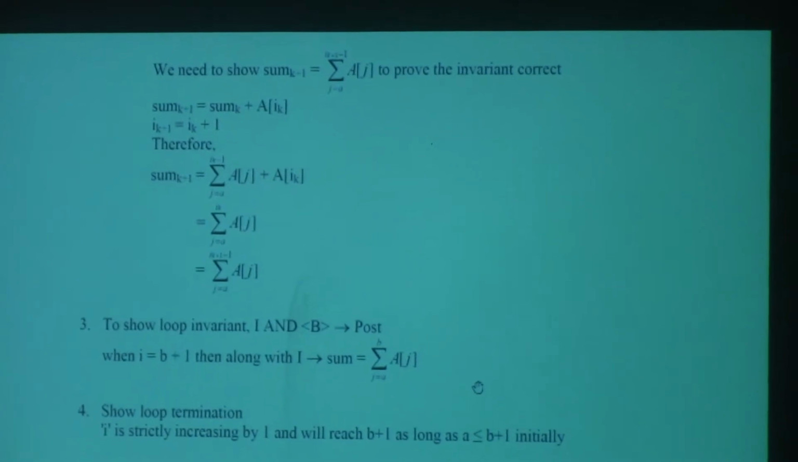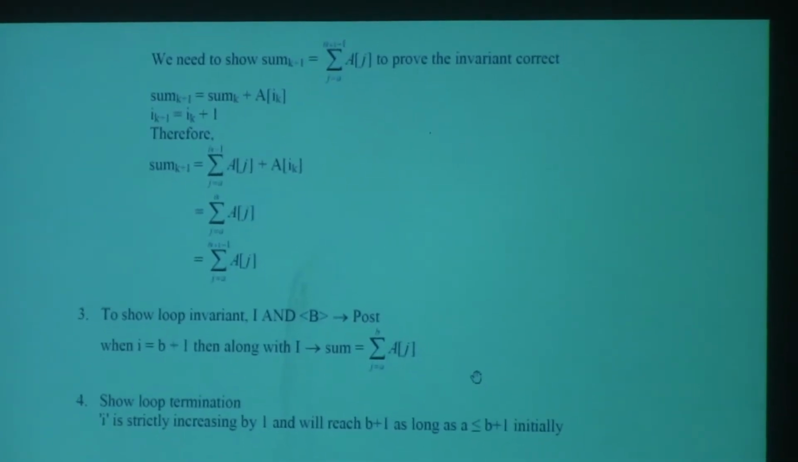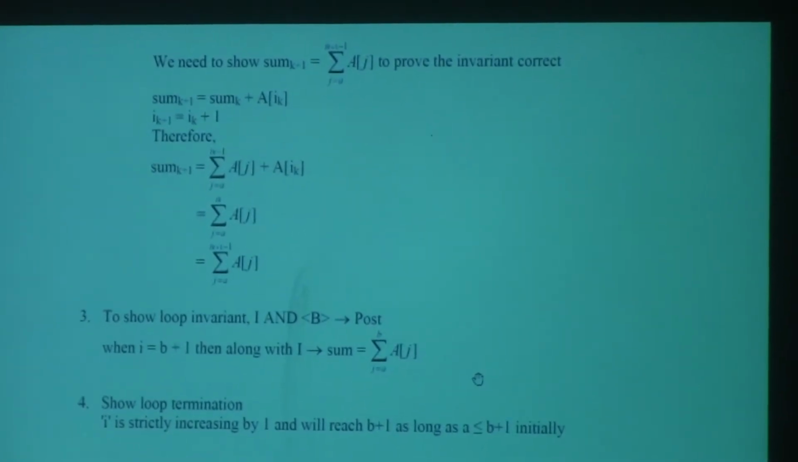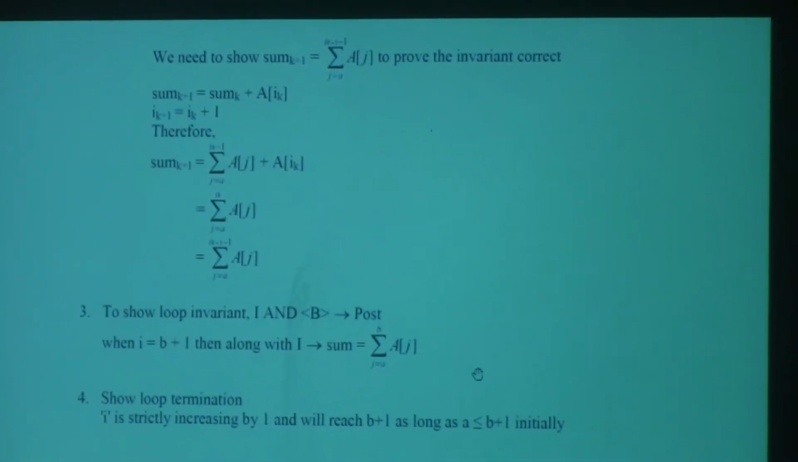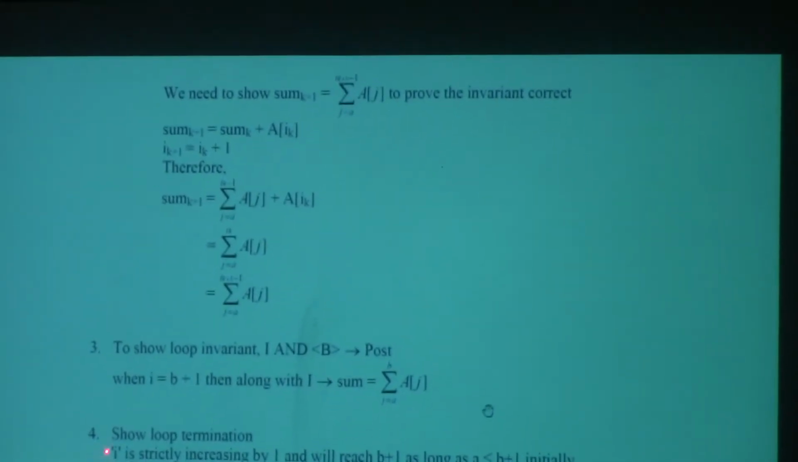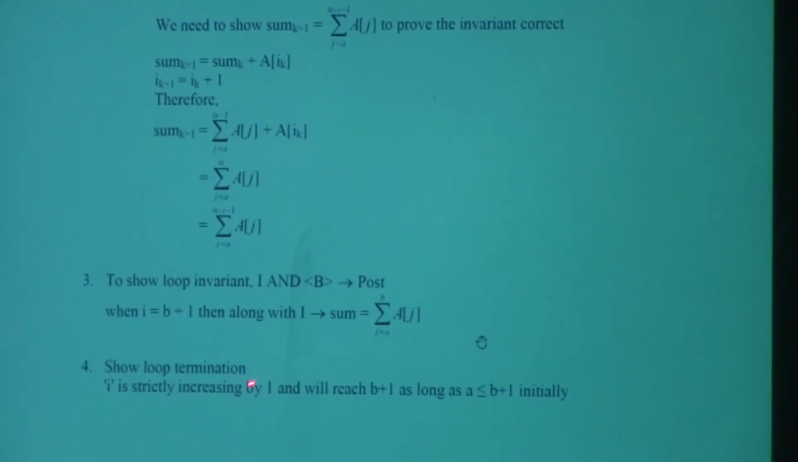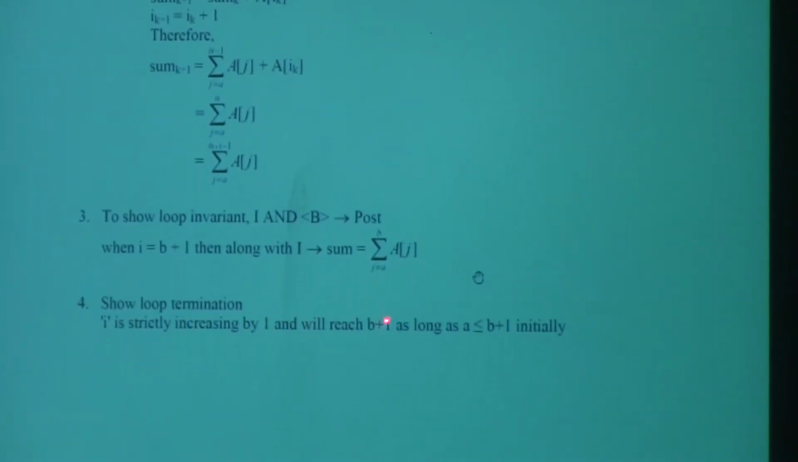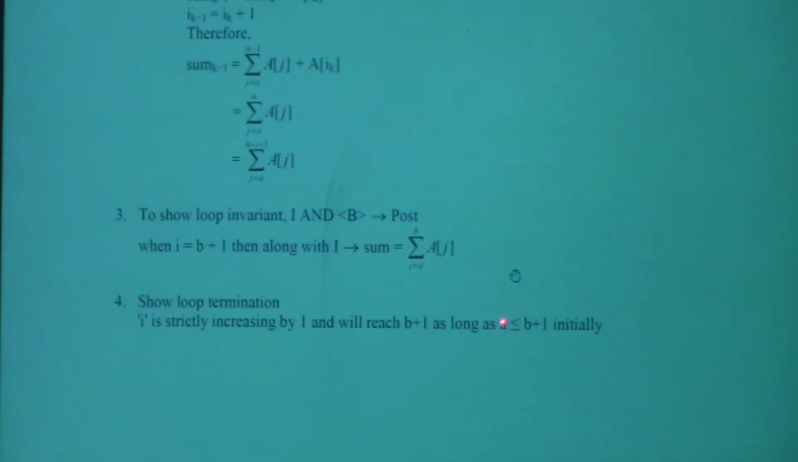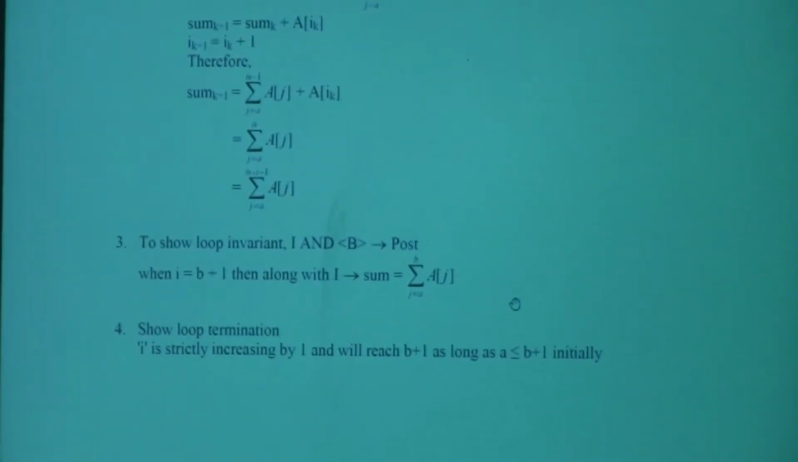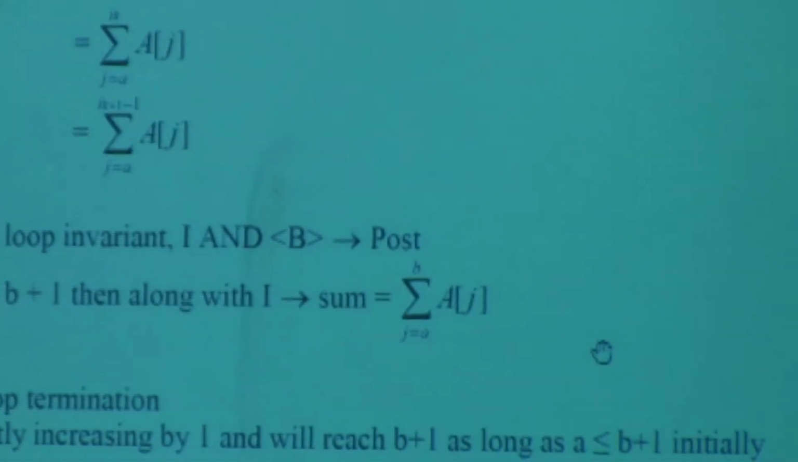And the last thing we have to do in an iterative algorithm is to show loop termination. How do we know the loop terminates? Well, we can argue that I is strictly increasing by 1, and it will reach b plus 1 as long as a is less than or equal to b plus 1 initially. How do we know it has to be less than or equal to b plus 1 initially?